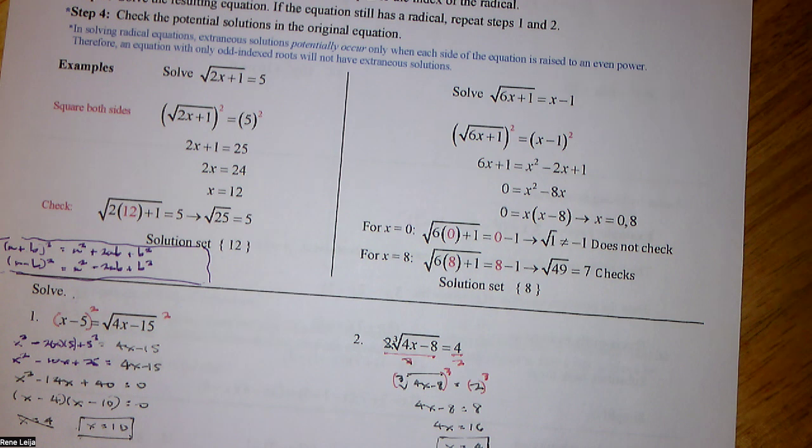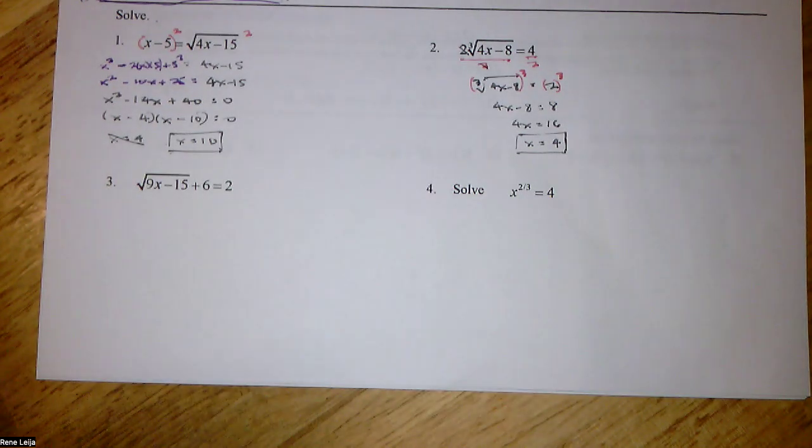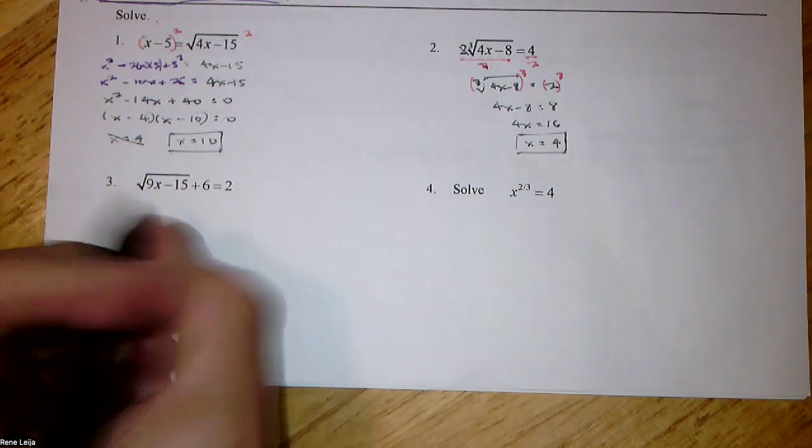So again, we're checking it. You have to check them. But we're just checking it by plugging it in and visually doing this. Okay, number 3, I need to isolate the radical.